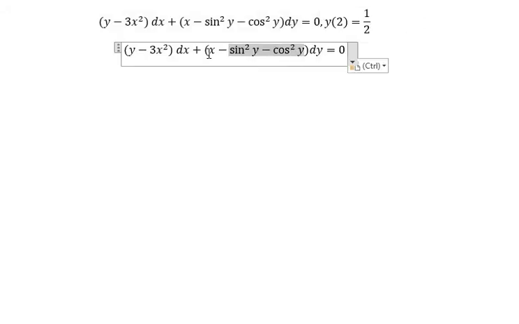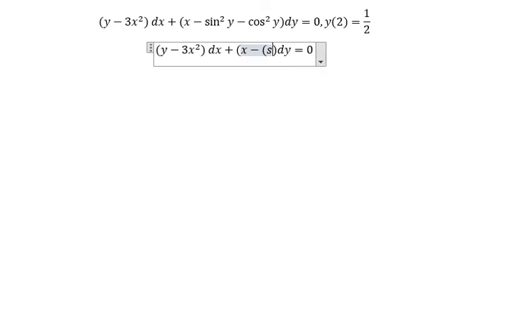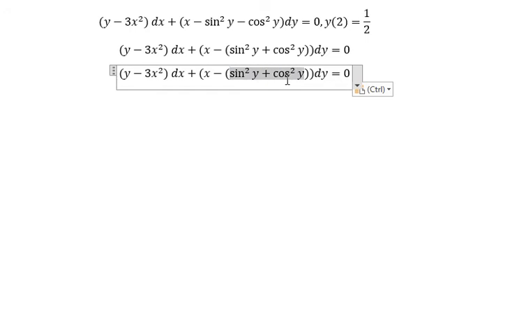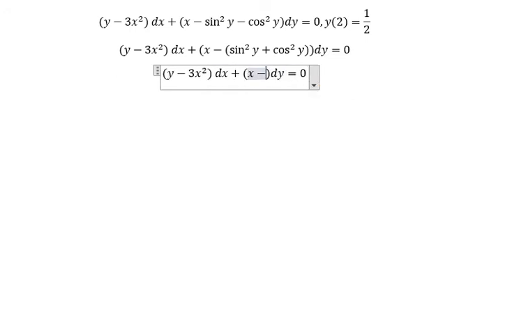This one, we have the negative. We can do about factorization. We know that this one is about trigonometric identity, so we put about number 1. Next, we need to divide both sides by dx.